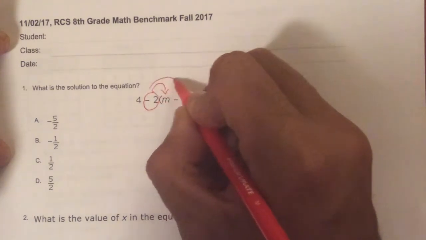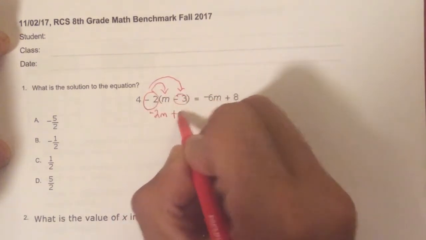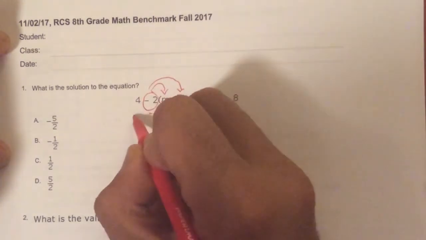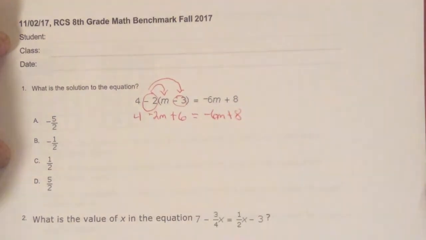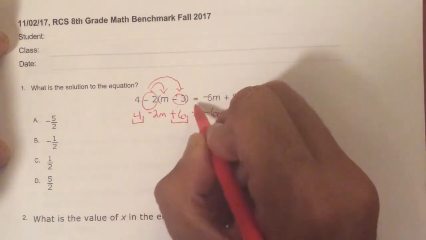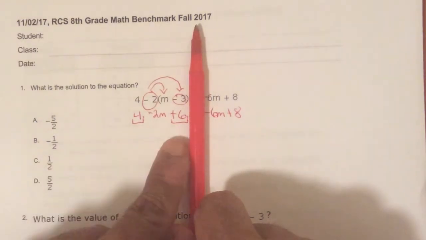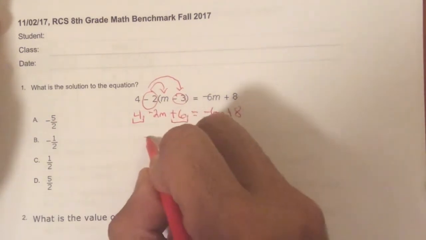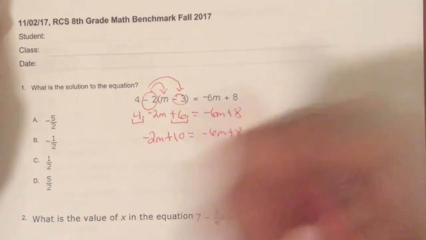So I want to distribute the negative 2. Now negative 2 times m is negative 2m. Negative 2 times negative 3 is positive 6. Okay? Now I need to bring down my 4, bring down the equals negative 6m plus 8. Now the next thing I need to do is combine my like terms on either side. So if you look at your left side, which is on the left side of the equal sign, you're going to notice that you can do the 4 plus the 6, which is positive 10. And then I'm going to bring down my negative 2m, your equals negative 6m plus 8.